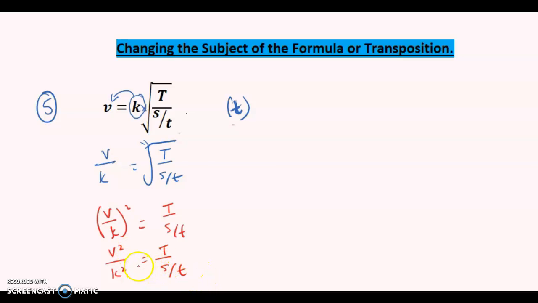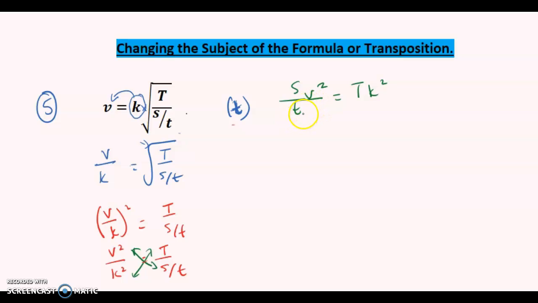Now the best thing for me to do here is to cross multiply. So cross multiplying now will give me this. St will multiply by v squared, so I'll get st v squared is equal to capital T by k squared, right? So nice. I have a fraction here equal to one value, and t, the value that I want to make the subject of the formula, is the denominator.